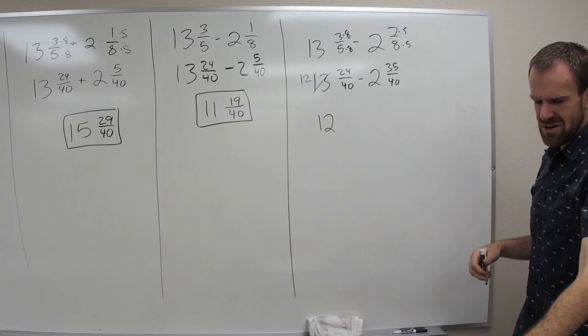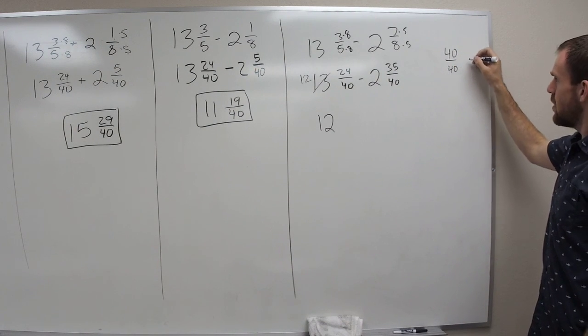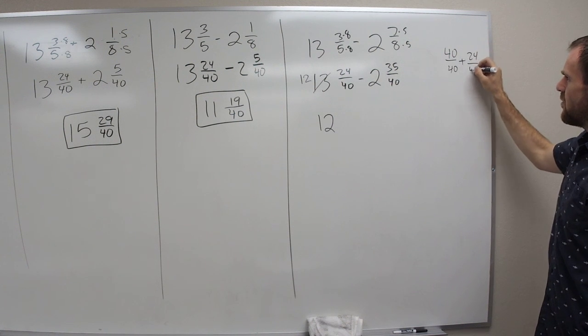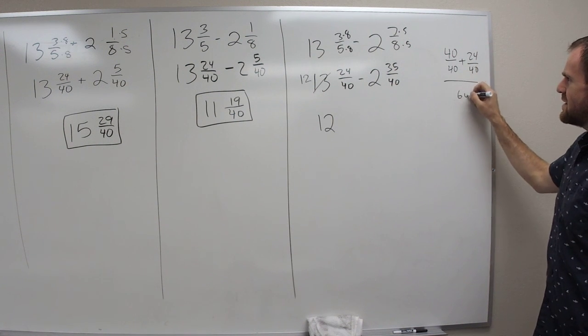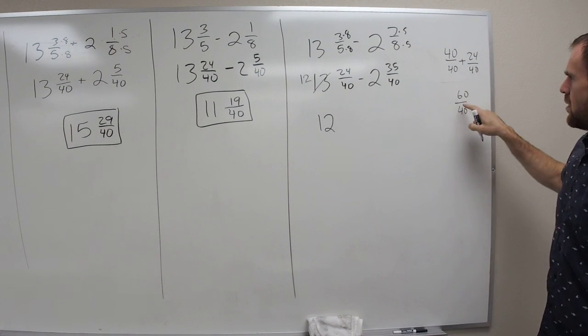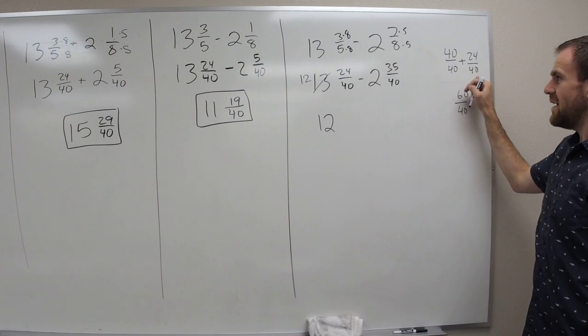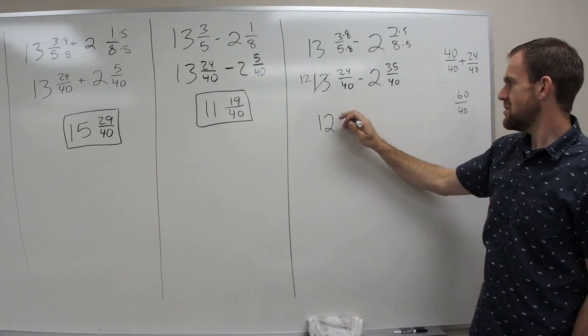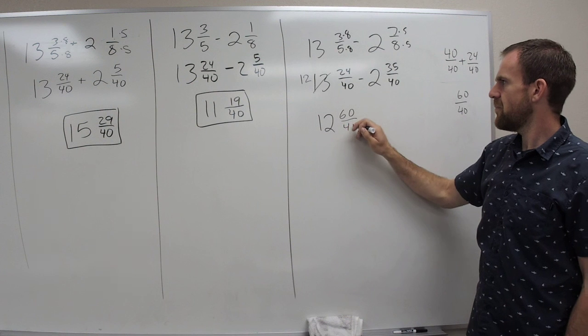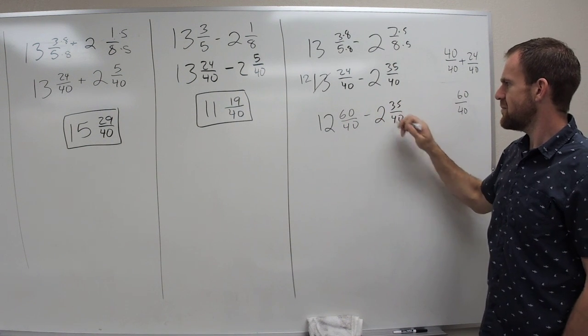So over here, let's do a little bit of thinking. I have 40 over 40 plus 24 over 40. That would be 64 over 40. Okay, so this is the 1 that I borrowed here. I add it to my fraction to get the total. So this is 64 over 40 minus 2 and 35 over 40.